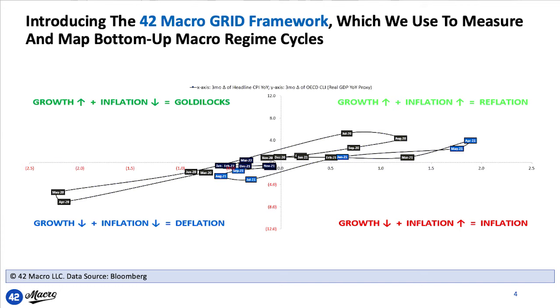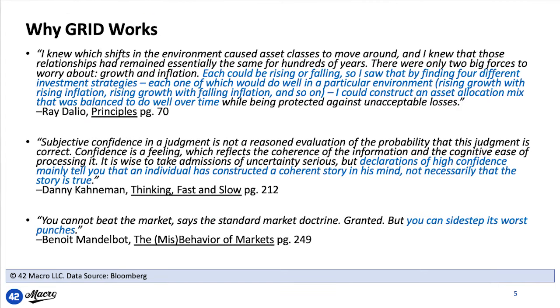We call that inflation. It's also stagflation, but grid sounds a lot better than GRSD. GRSD sounds like something you take to the doctor's office. So we're sticking with grid for now. And then lastly, growth and inflation decelerating simultaneously. That's deflation. On slide 5 here, why does grid work?